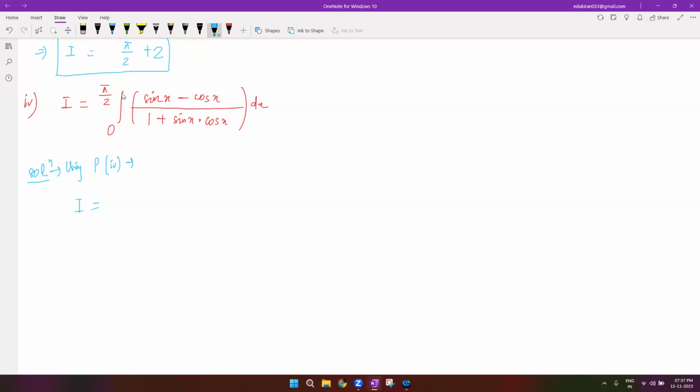So if I apply property 4th, x changes to pi by 2 minus x. So this will become sine pi by 2 minus x. This will become cos pi by 2 minus x. This will become sine pi by 2 minus x. And this will also become cos pi by 2 minus x. So I'm just writing the final term. So this will be cos x. Sine 90 minus x would be cos x. Minus cos 90 minus x would be sine x. Divided by 1 plus, this will be sine 90 minus x would be cos x. And then this would be sine x.